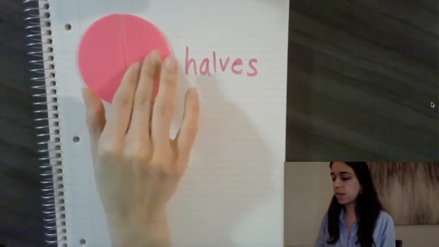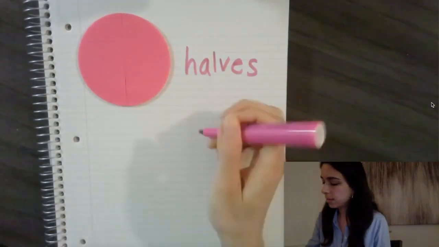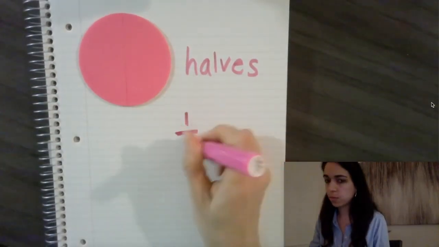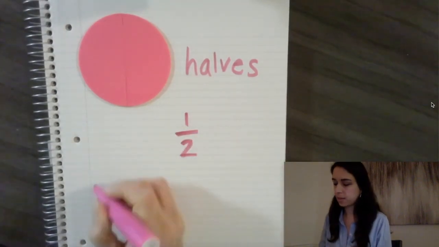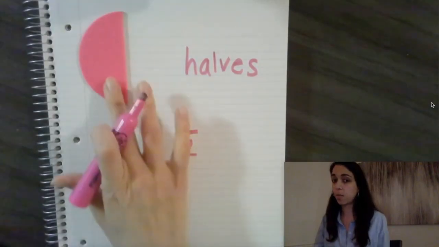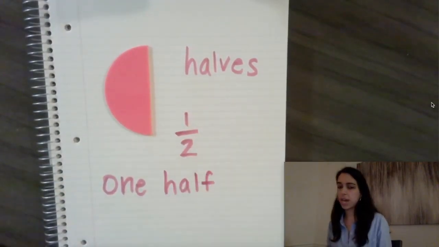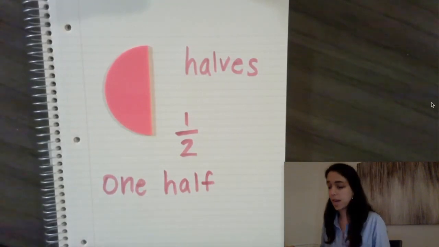And the way that I would write 1/2 is like this, 1/2. I also write in words, 1/2. That's only if I'm talking about one of them. If I'm only talking about one of these halves, it is 1/2.